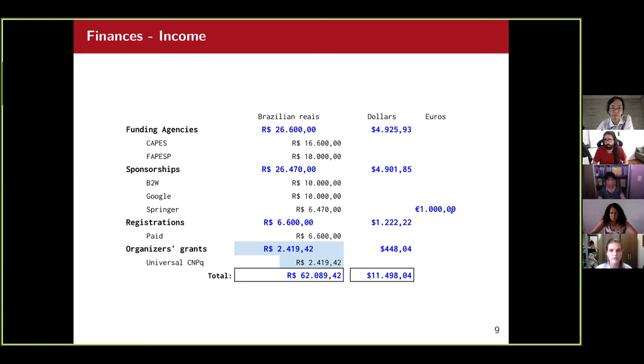And as you know, we decided to charge for each registration only 100 reais, which now is about $18. So in total, we got 6,600 reais. And just to match the exact cost we have, we use the grant of some of the organizers to match the precise amount of money we need to pay. So, yeah, this is pretty much what I'd like to share with you. Now I give back the floor to Chris.